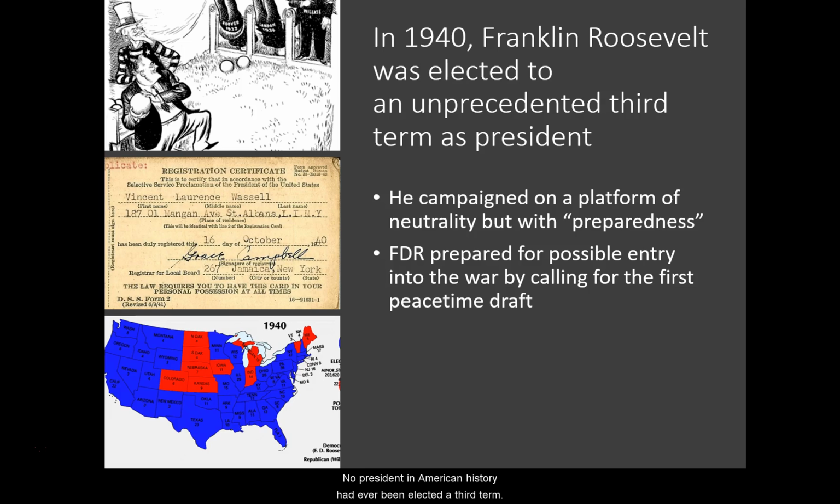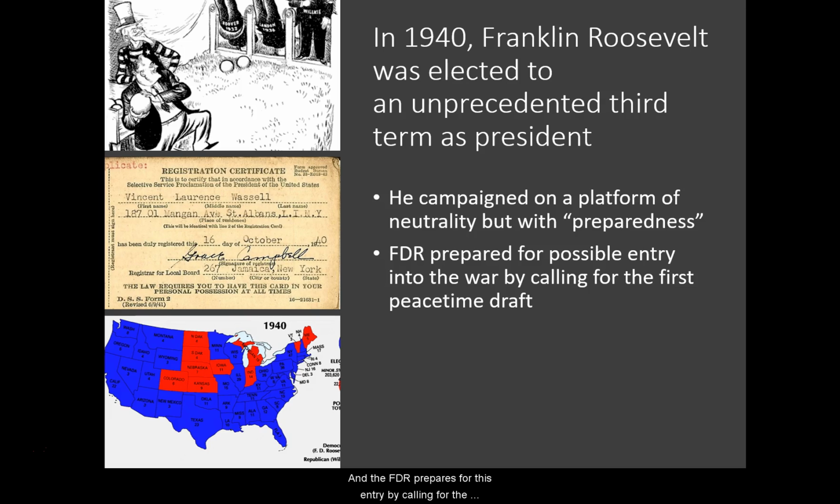By 1940, Roosevelt is elected to an unprecedented third term as president. No president in American history had ever been elected a third term. And his campaign platform for this third term was neutrality, but with preparedness. So we're going to still remain neutral. We're not going to get involved. But we need to look forward to the possible prospect of the United States joining in this war.